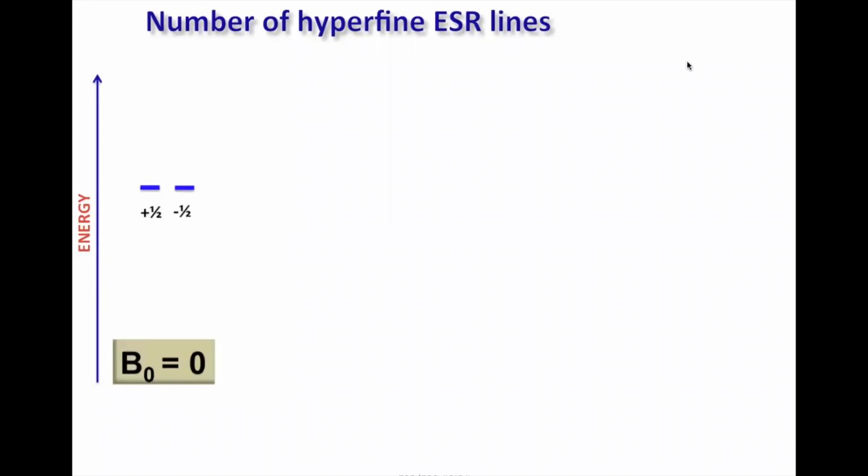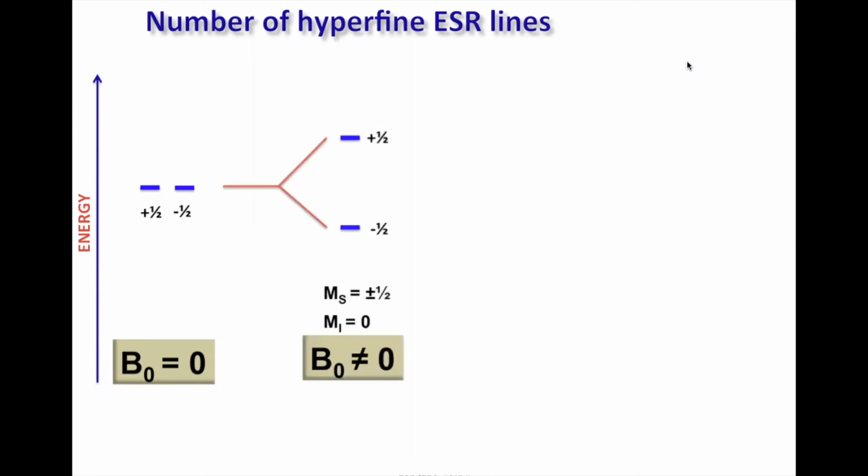Now, let us consider a single unpaired electron. In the absence of the external magnetic field, the two spin states will be degenerate. That means both the plus half and minus half states will have the same energy. Here we can see that under the influence of a magnetic field, but in the absence of any active nuclei, splitting of these two states takes place. That is, the states plus half and minus half will be separated from each other.